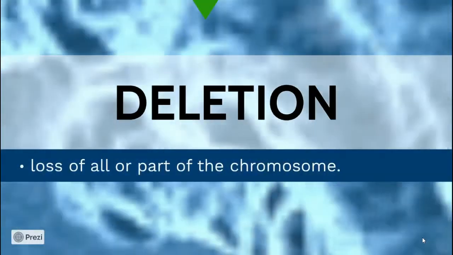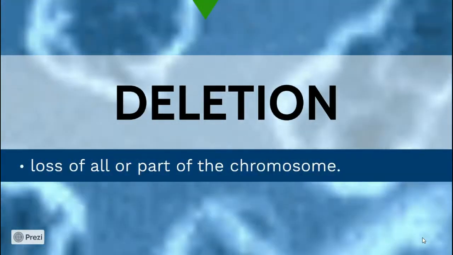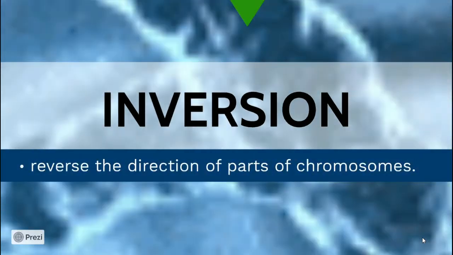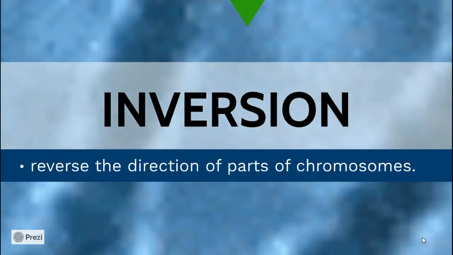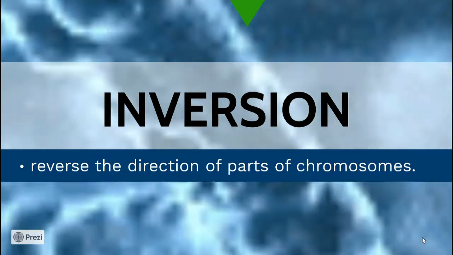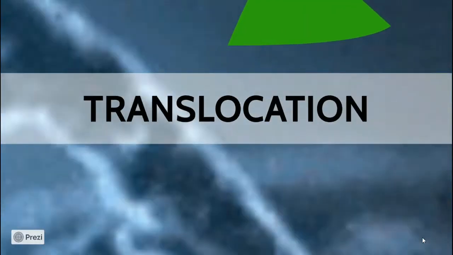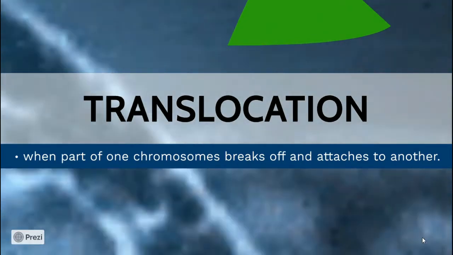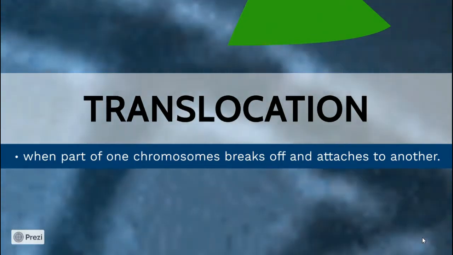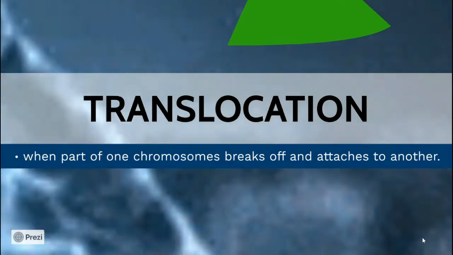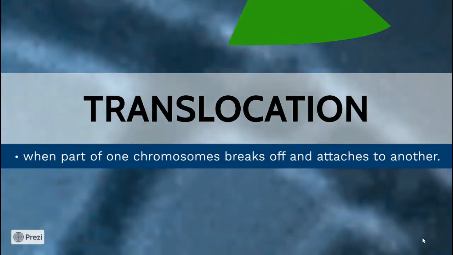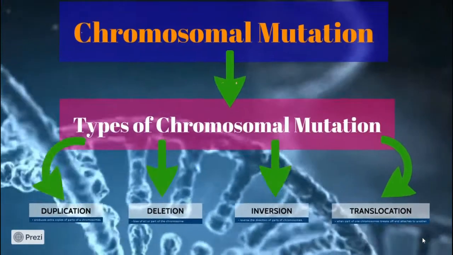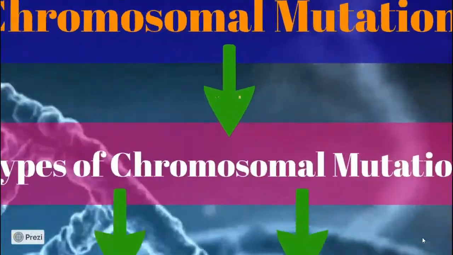Deletion means loss of all or part of the chromosome. When you say inversion, it means the direction of some part of the chromosome is reversed. And translocation means when part of one chromosome breaks off, it attaches to another. So this type of chromosomal mutation will lead to different genetic disorders.